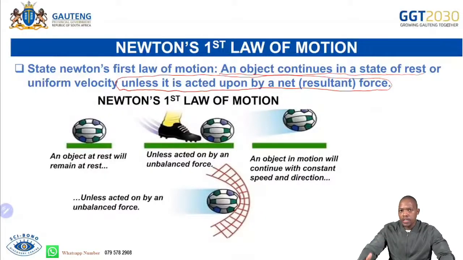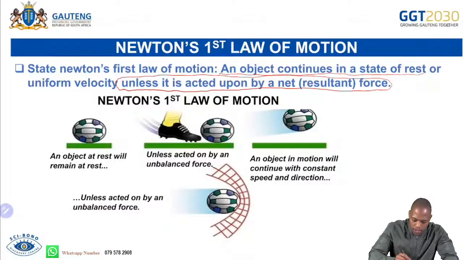If I don't find it here, what does that tell me? It tells me that there was a net force that acted on it and moved it from where it was, right? If I had something that was moving, the expectation is that this thing should continue moving forever and ever. However, that will only happen if there is no net force that will act on it. So that's why the part there says unless it is acted upon by a net or resultant force. So it will continue, right?